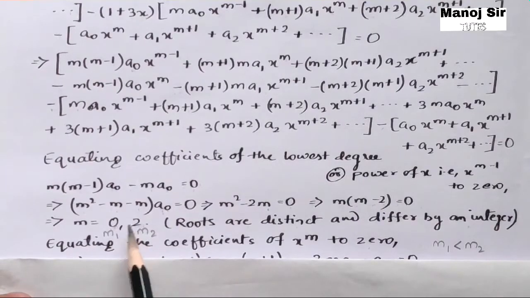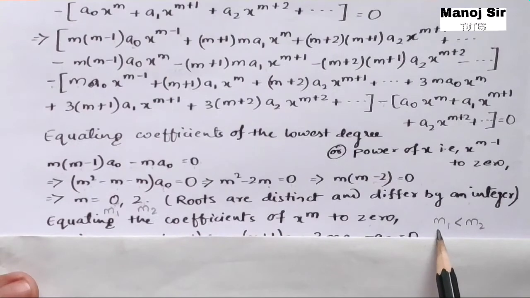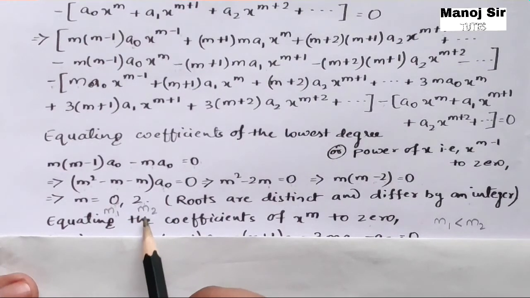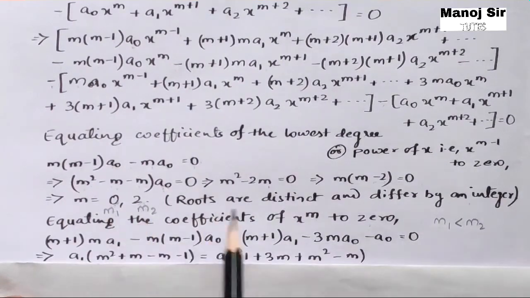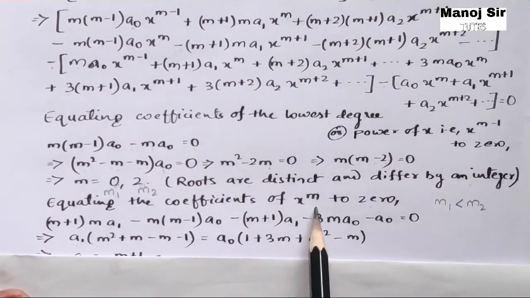Out of these two values, we will take one as m1 and the other as m2. If you have seen my video number 6, there I have said when the roots are distinct and differ by an integer. Here the roots are distinct as well as differ by an integer. If you subtract one from the other, we will always get an integer. Here we will always take the lower value as m1 and the higher value as m2. So the lower value, that is 0, is taken as m1, and 2, which is the higher value, is taken as m2. All these things we have discussed in video number 6. Now equating the coefficient of x to the power m to 0.